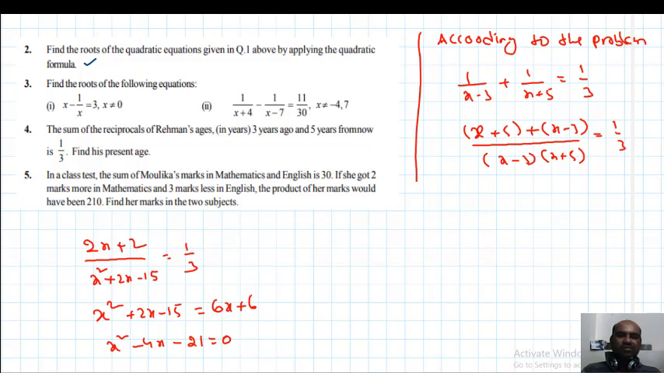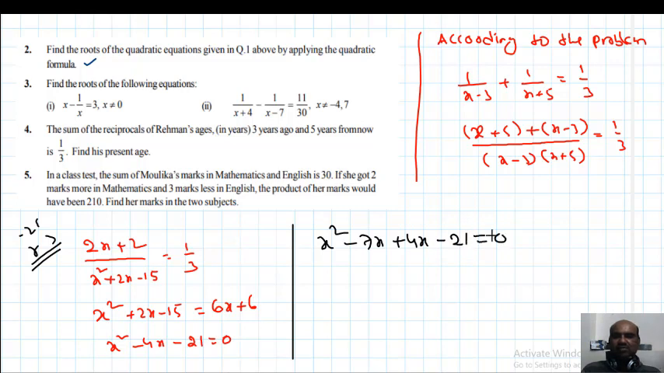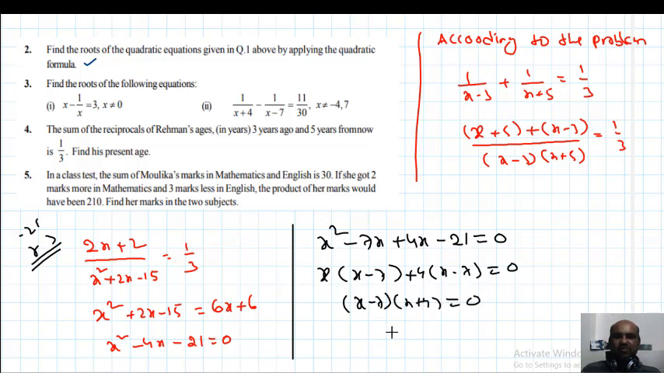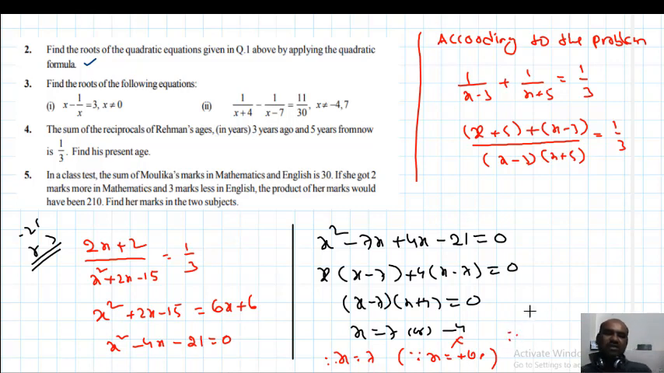Okay students, now we want to solve this. Factors of minus 21: 7 and 3, where 7 minus 3 is 4. x square minus 7x plus 4x minus 21 equal to 0. Here I can take x common: x into x minus 7 plus 4 taken again, x minus 7 equal to 0. x minus 7 into x plus 4 equal to 0. x equals 7 or minus 4. But minus 4 should be rejected because age should not be negative. Therefore, x equals 7 since x should be positive. Therefore, Rahman's present age is 7 years.